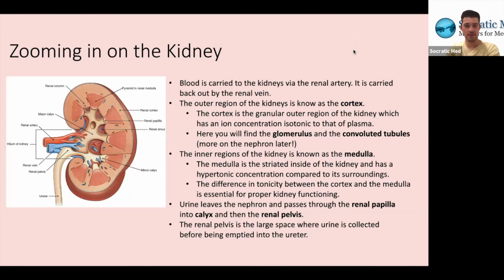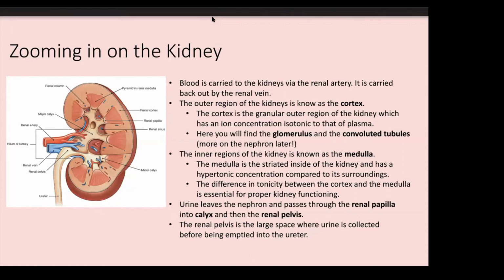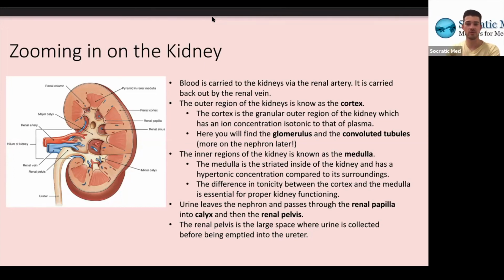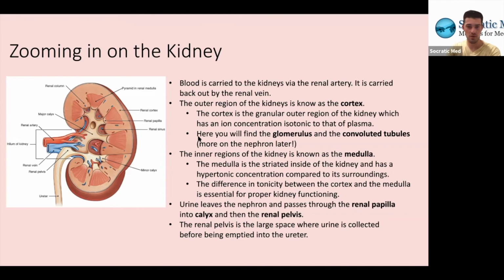So we're going to zoom in on the kidney a little bit. I put another diagram over here to the left. Once blood makes it to the kidney, it's carried to the kidneys via the renal artery, as we were talking about before. And the outer region of the kidneys is known as the cortex. So a lot of structures you'll see cortex and medulla. Cortex usually refers to the outside of it, and medulla refers to the inside. So it's kind of just like the brain. I mean, we have a cortex and we have a medulla in there. So just think about that if you ever get confused which is which. The outer region is the cortex.